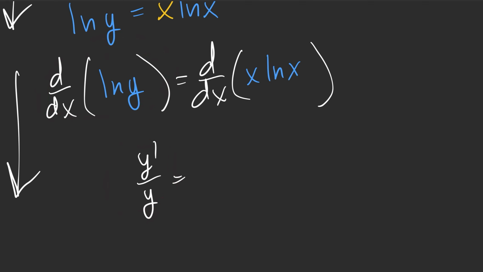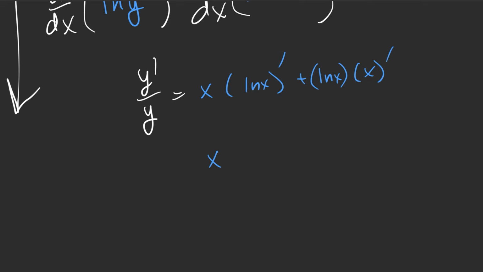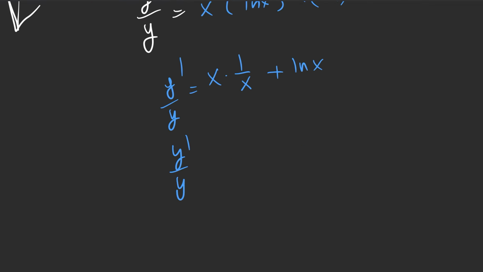But then right here, notice if I ask myself, what is the form of this thing right here? Is that candy cane good? Yeah. This form is stuff times stuff. So we're going to do the first times the derivative of the second plus the second times the derivative of the first. So the derivative of natural log of x is 1 over x. The derivative of x is 1. So what we get is that y prime over y is equal to 1 plus ln x.